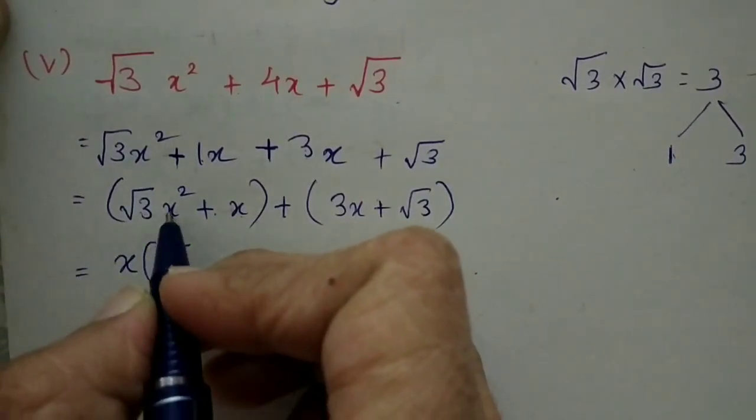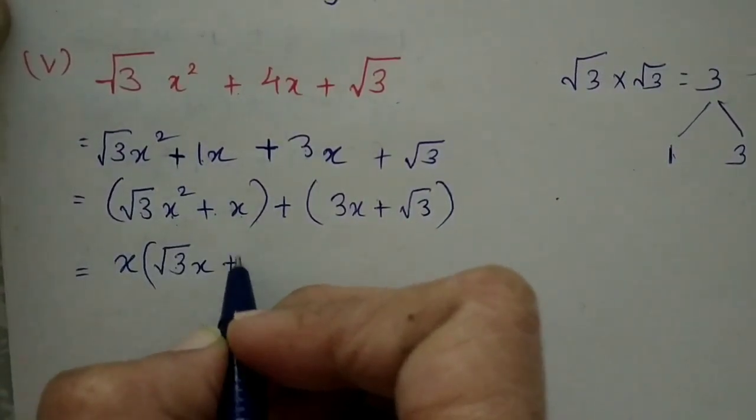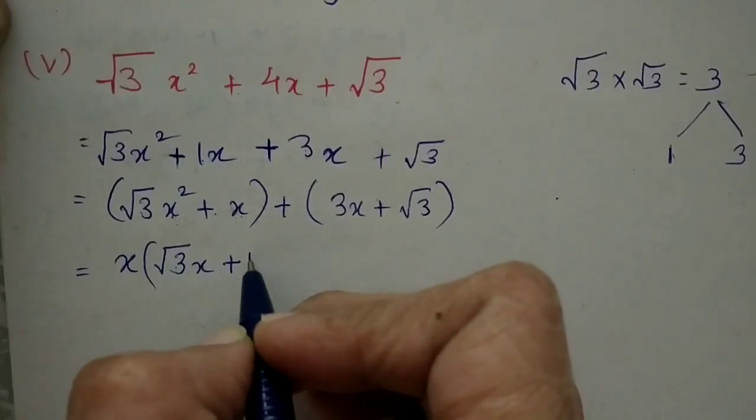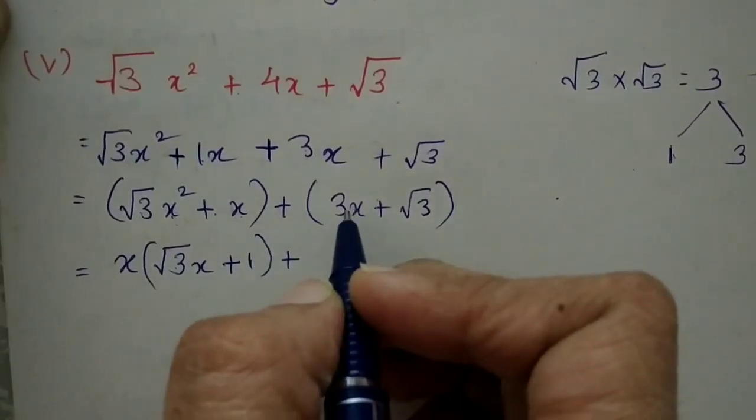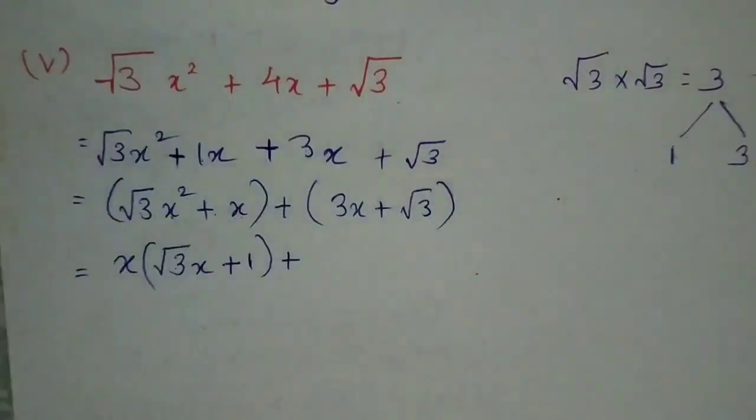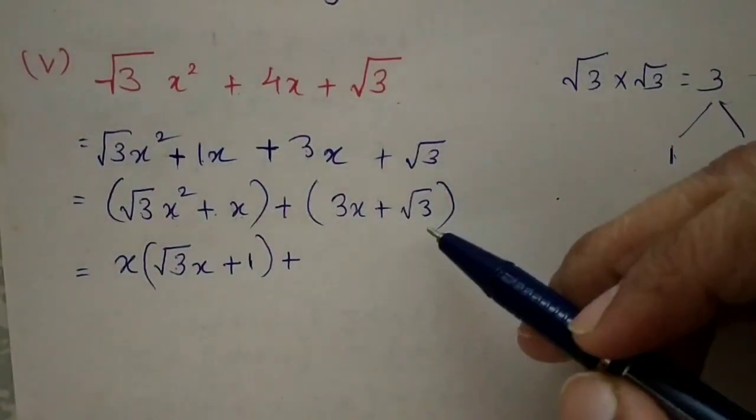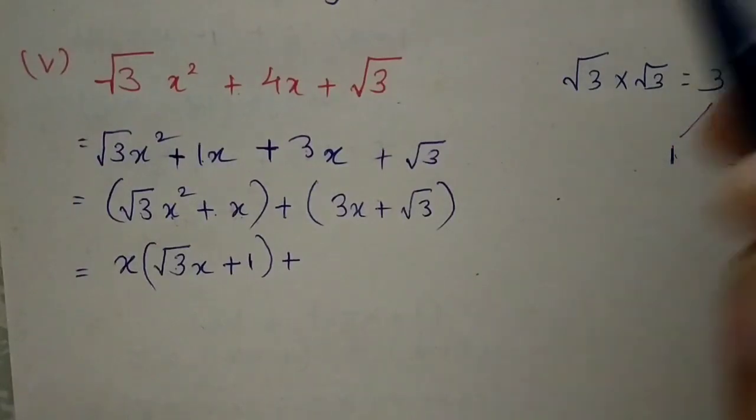So root 3 is inside and one more x is inside. Then this x went outside, so 1. Similarly here, 3x root 3. Now what is common here, children? You will say that nothing is common here, right? But there is something common.